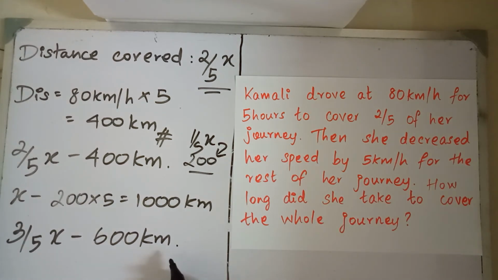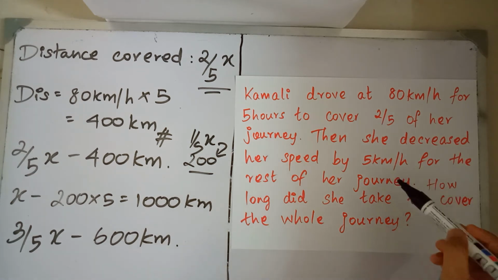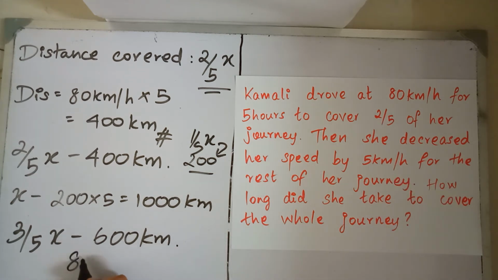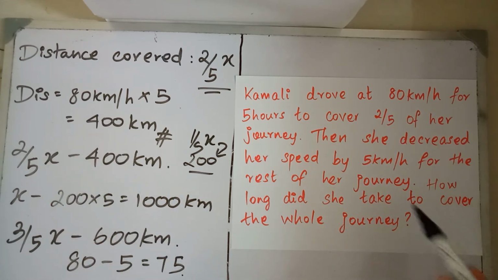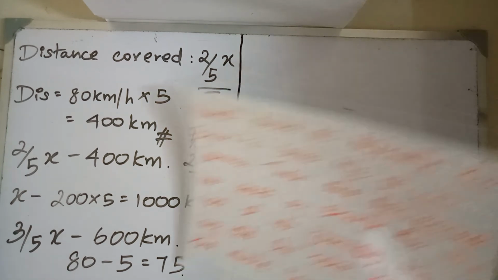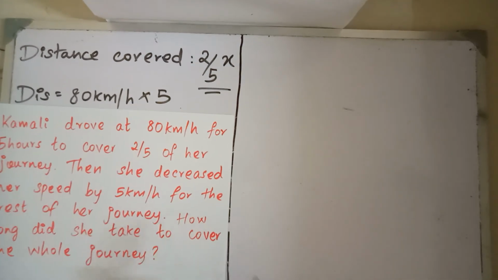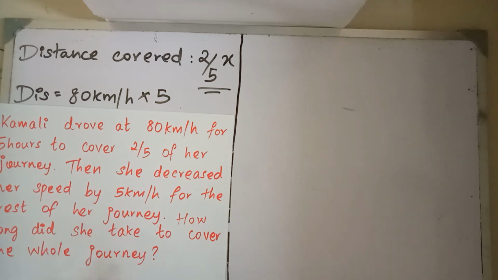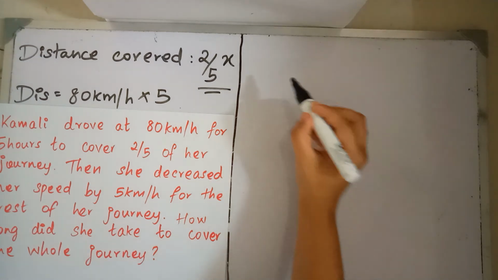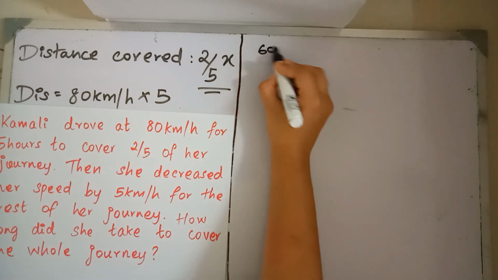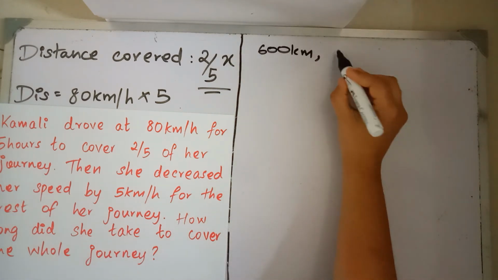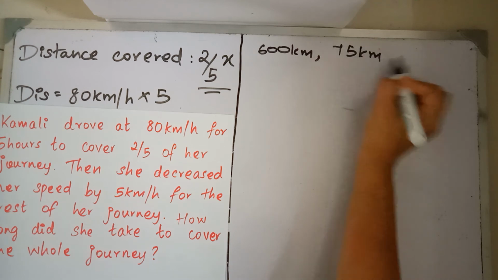So she has to travel a total distance of 600 kilometers at a speed of 80 minus 5. Why is it 80 minus 5? Because her initial speed was 80 kilometers per hour, and then the question states that she has decreased her speed by 5 kilometers per hour. How long did she take to cover the whole journey? So we need to find out the time she took for the remainder of the journey. So she travels 600 kilometers at a speed of 75 kilometers per hour.